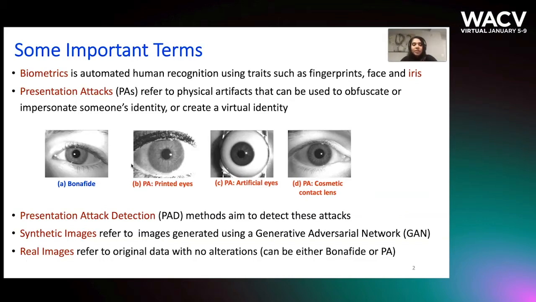In the presentation, synthetic images refer to images generated using a generative adversarial network or GAN, and real images refer to original data with no alterations. This can be either bona fide or PA.